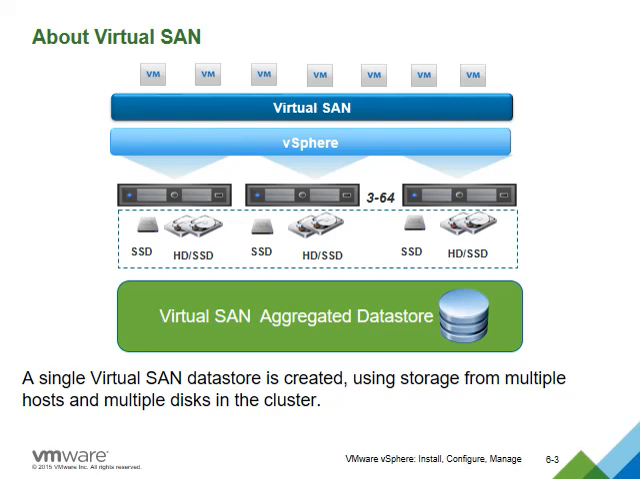About Virtual SAN. Starting with vSphere 5.5, VMware introduced software-defined storage with Virtual SAN data stores. Virtual SAN is a hybrid storage system that leverages and aggregates local solid-state drives as cache and local hard disk drives to provide a clustered data store that can be utilized by virtual machines.